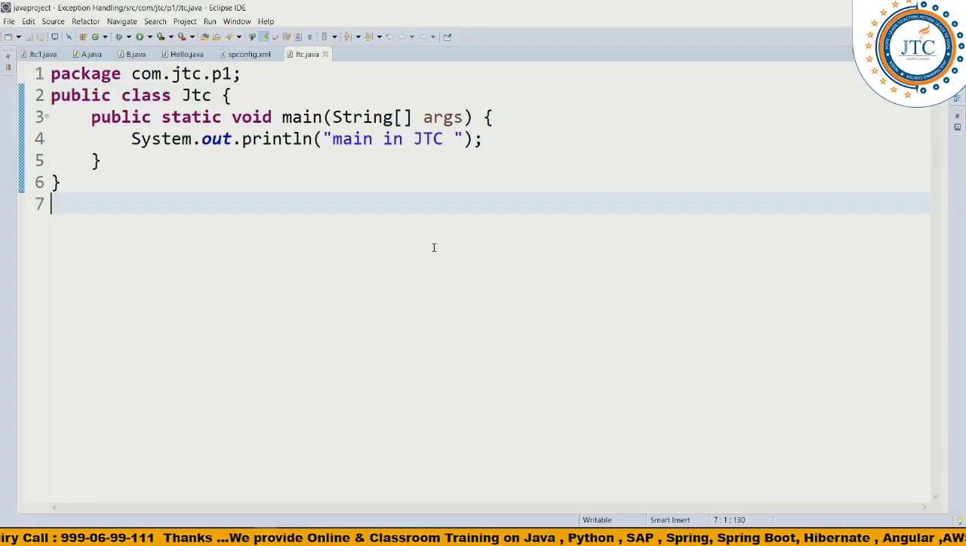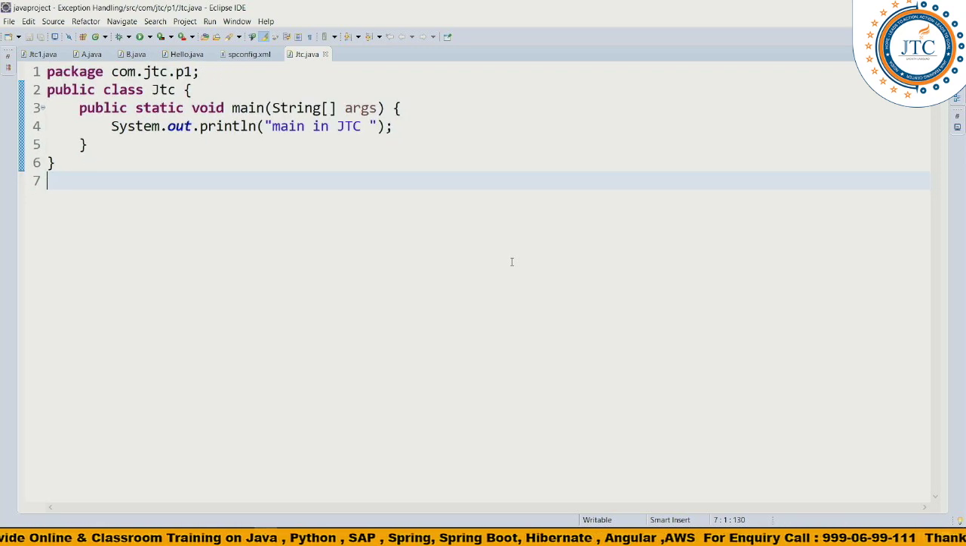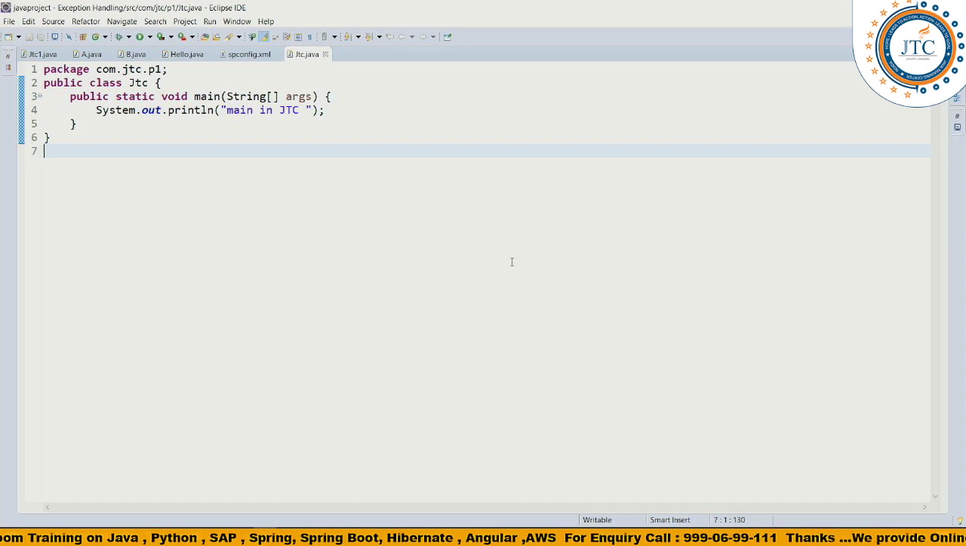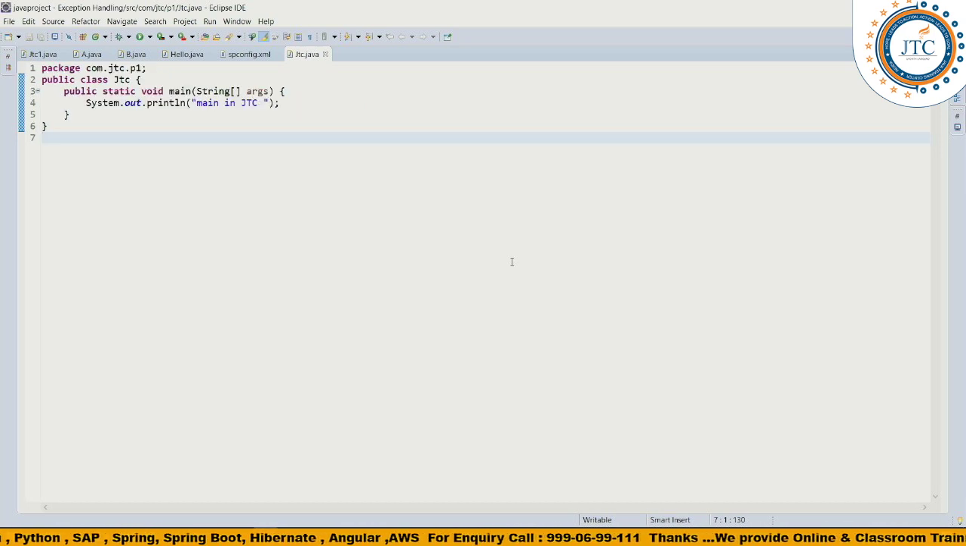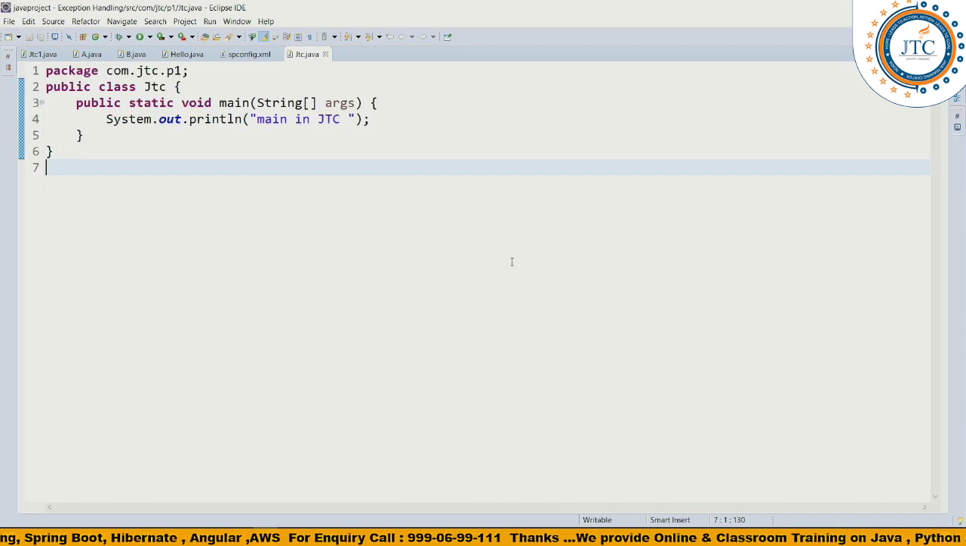So we'll open Eclipse first, and I hope this is visible to you all. Let me show you this. I hope it is visible, and if anything is there, you can please write it.